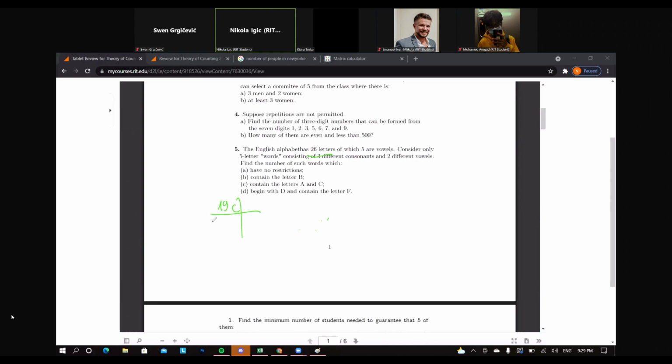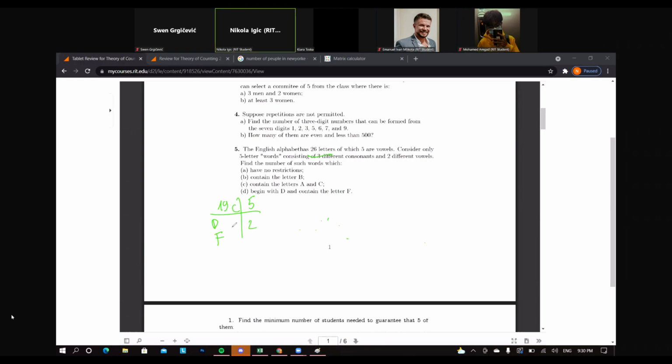So let's write D, F, and here I have 5 vowels, and which one did I use? Begin with a D and contain the letter F. Okay, so I have 5 vowels. I don't need to think about anything. I thought that I needed to think about something. 5 of them are vowels, and we're selecting 2 of them, so we put 2 on the right side.